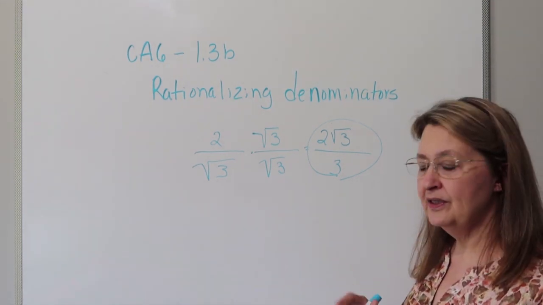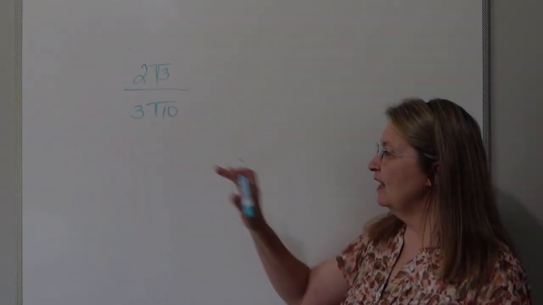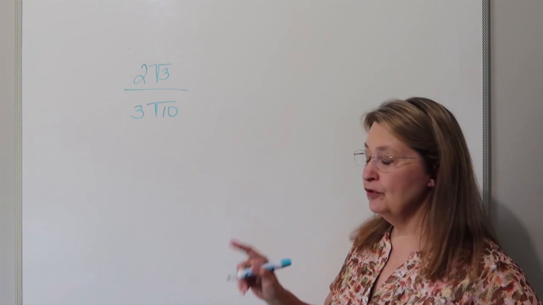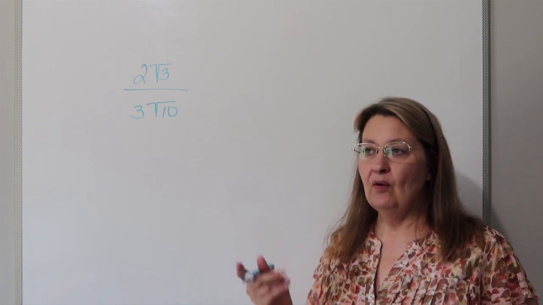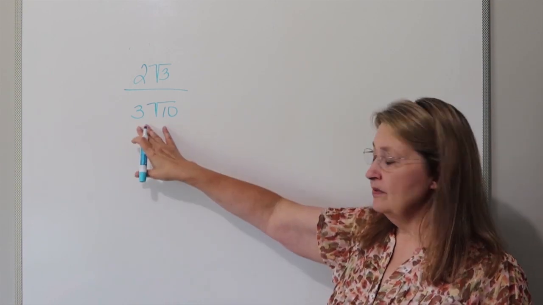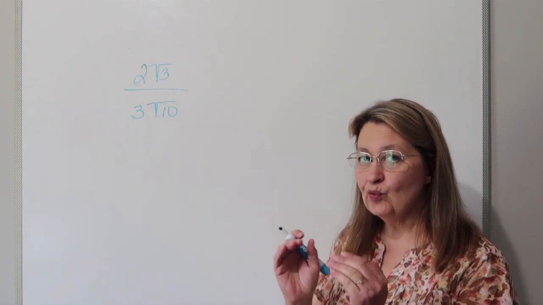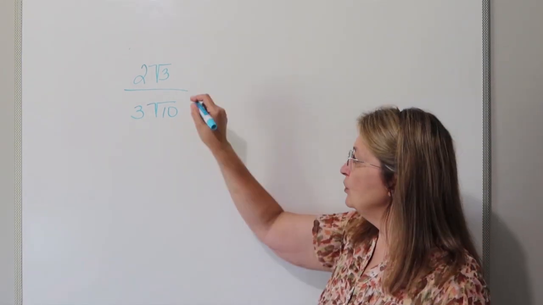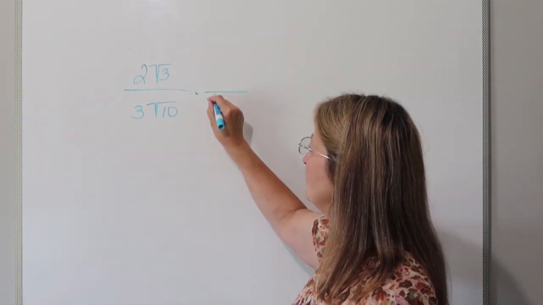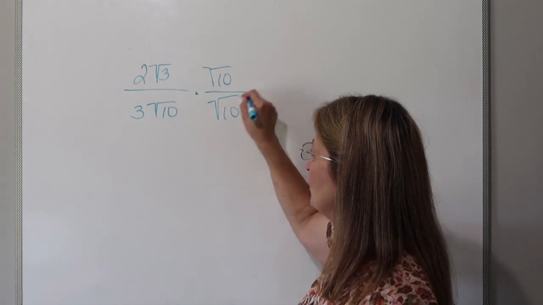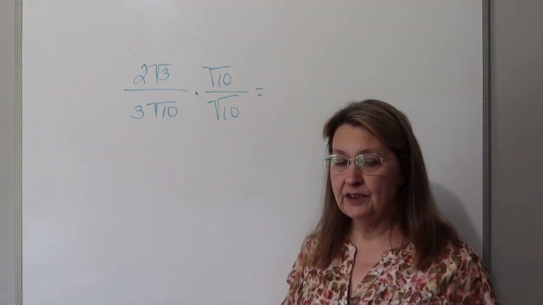So, let's look at another example. Here's example 8 on page 51. We have 2 square root of 3 over 3 square root of 10. Now, what do I need to rationalize? This denominator. You only want to rationalize the radical part. So what you're going to do here is multiply by just the radical portion: square root of 10 over square root of 10.